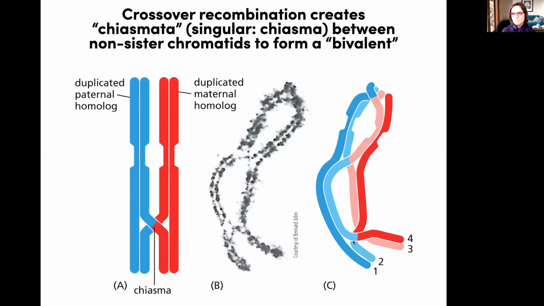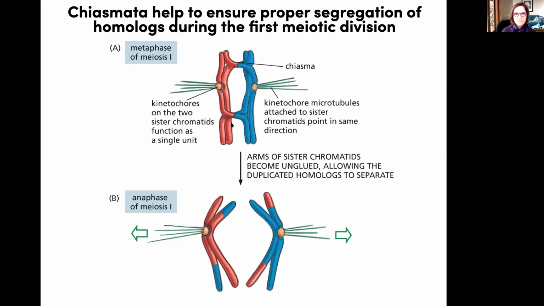Sorry. Sometimes there can be more than one. In this case, it shows 3 chiasmata, and that's what's shown here. Often there's only one. So these chiasmata are the physical manifestation of crossovers, and they are essential, as I said, to hold the chromosomes together and enable them to segregate.